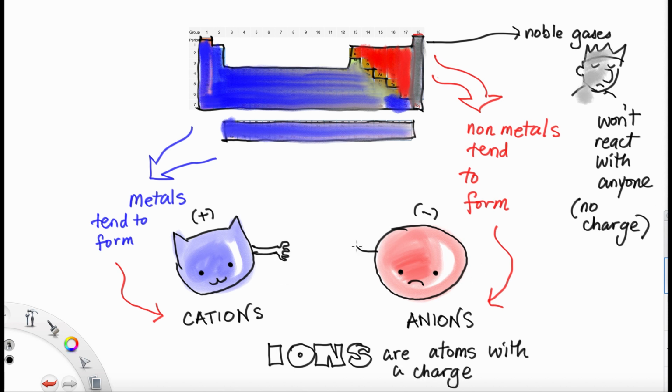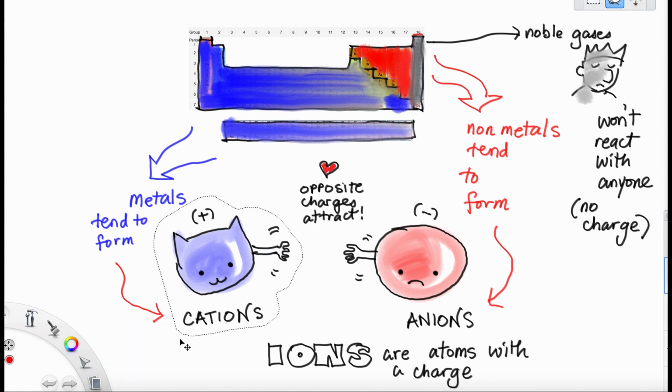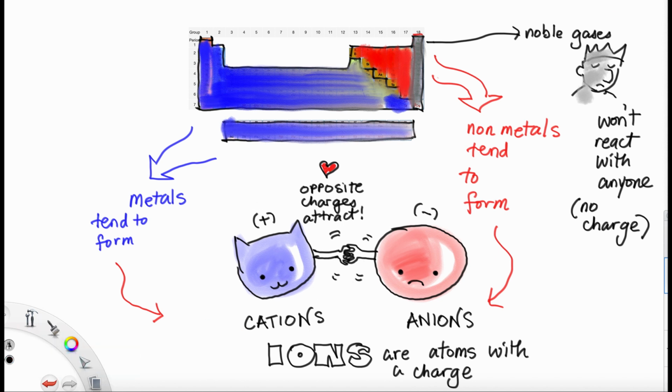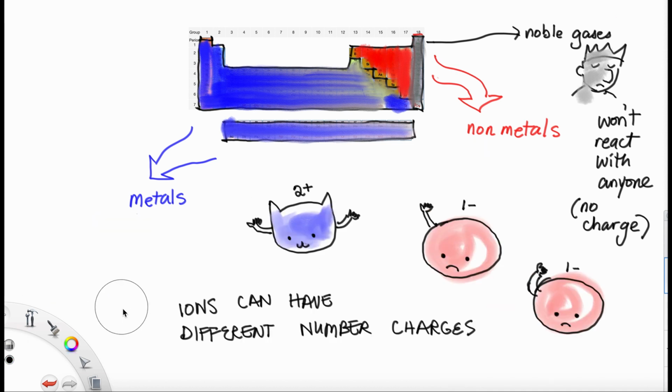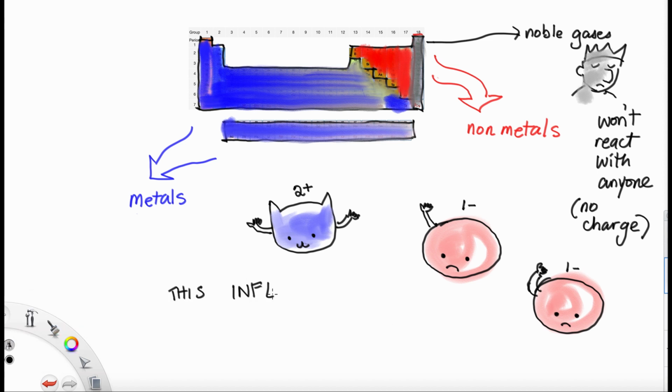Ions are atoms with a charge, and opposite charges attract. So the positive cations are attracted to the negative anions, and together they make an ionic bond. Ions can have different number charges on them. This influences how they will bond together.